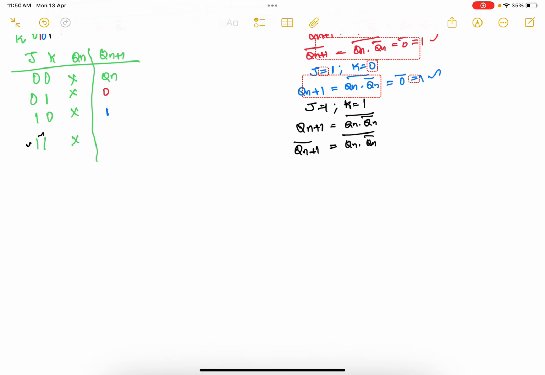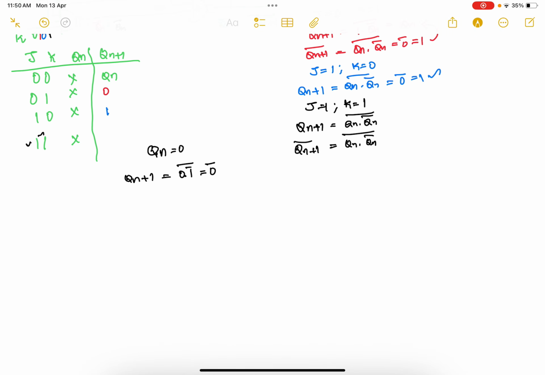Now I want to check it. So how we can check it? I want to substitute your qn value. Now I am substituting qn as 0. So if I substitute qn as 0, what will happen? Your qn plus 1 equals 0 into 1 complement, so the whole complement, which is nothing but 0 complement, so I will get 1.